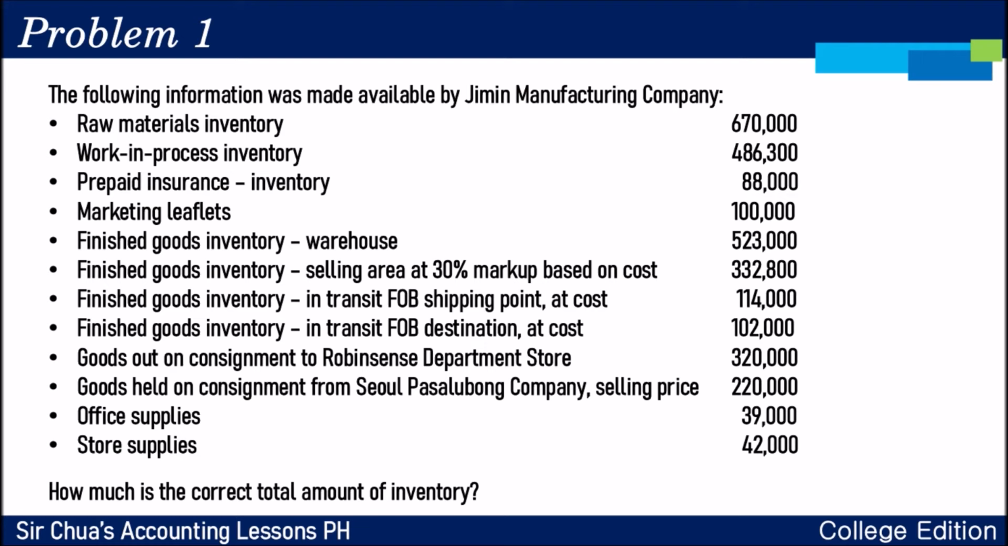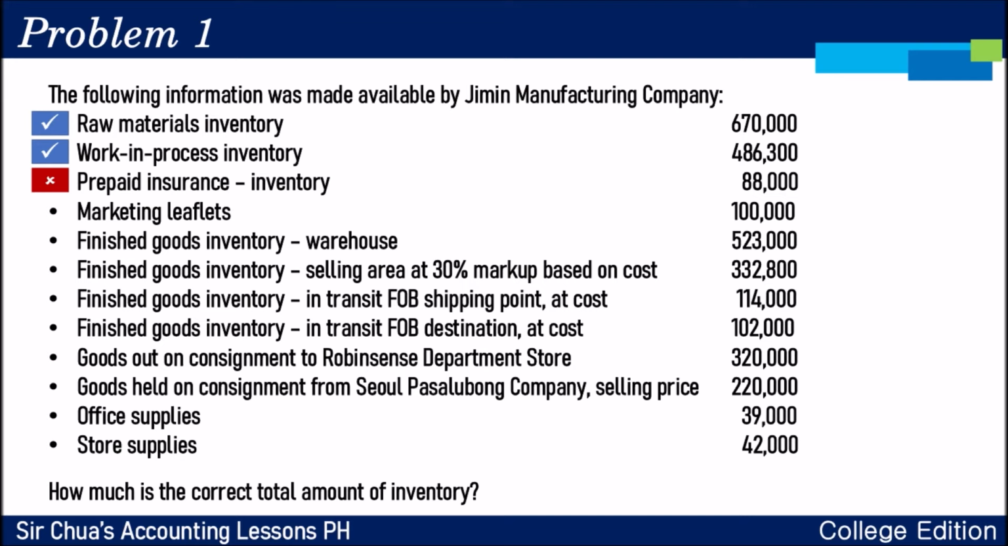Okay, assuming na kayo po ay nag-pause ng video at nagsagot, tingnan natin kung pareho tayo ng makukuha. Isa-isahin po natin. Raw materials inventory, pasok po siya dun sa definition ng inventories na materials that are used in the production process para i-transform as finished products. So, kasama po yan. Lahat po ng inventory na in process pa at hindi pa tapos, kasama rin po yan sa ating inventories. How about prepaid insurance on inventory?